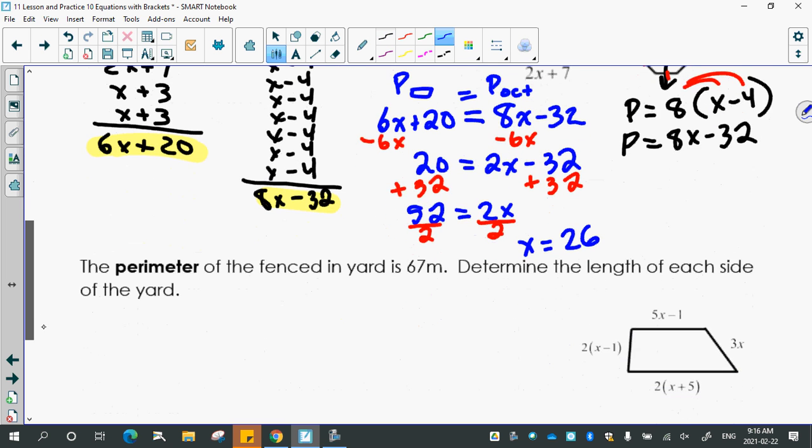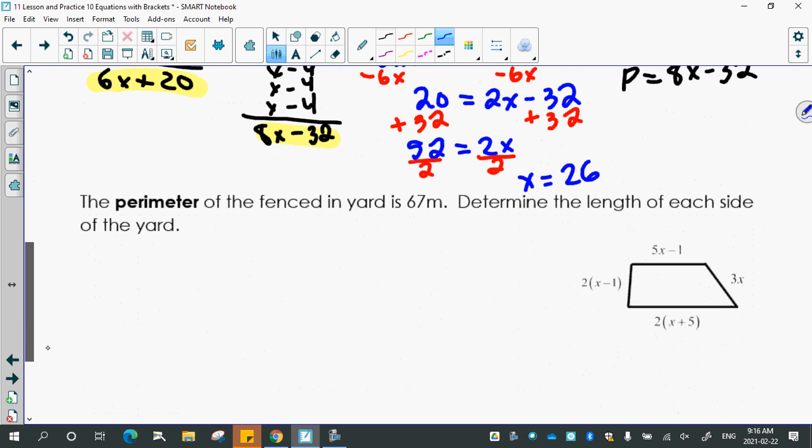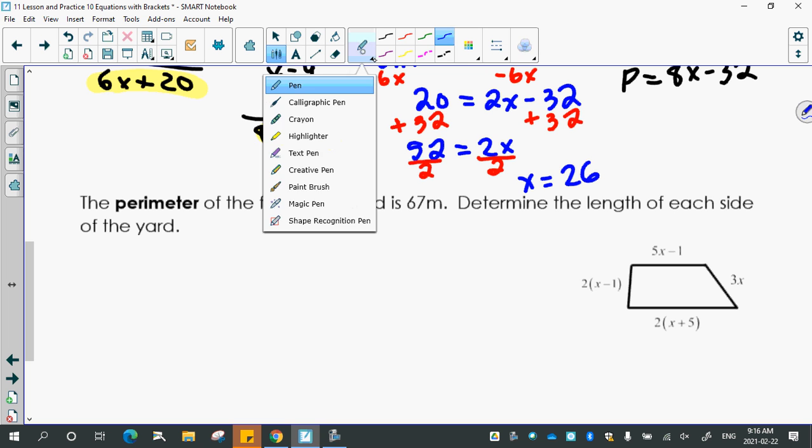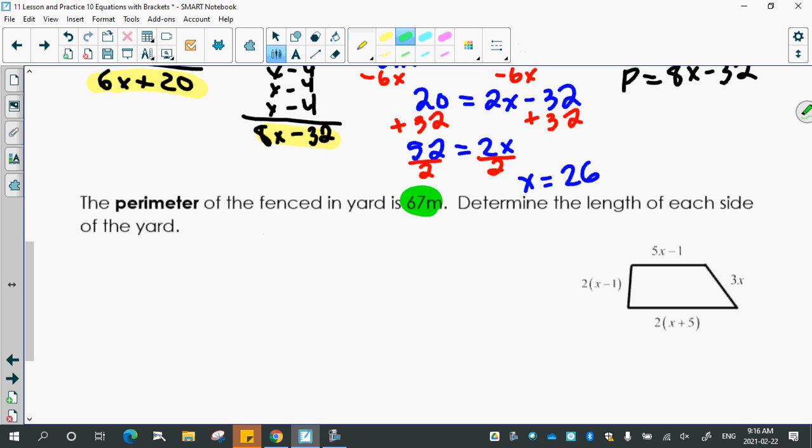Good job. All right. Similar type of question, except you're given the perimeter, so maybe it's a bit easier. You're given that the perimeter of this shape is 67 meters. And they want you to determine the length of each side, but in order to do that, you need to know what x is. Okay, so you need to find x first. And then the little trick here is that you have to distribute here and here before you do your tally. Okay, so that you're adding up the correct values.